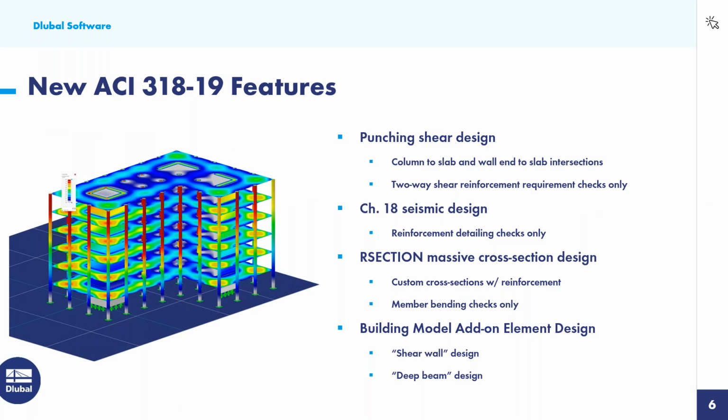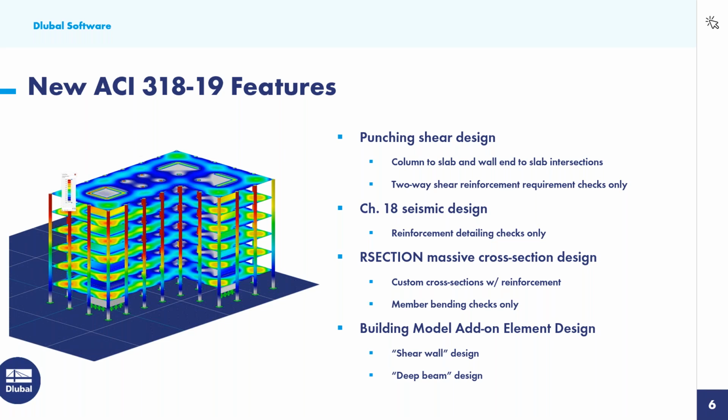Turning now to the new ACI 318 features that have been implemented since our last webinar. We now have the ability to carry out the punching shear design check. This is for column to slab and wall end to slab intersections. Now, the current design check will only flag the user if two-way shear reinforcement is required. There currently is no input option for that two-way shear reinforcement, but we do plan to add that in the near future. We also have added additional Chapter 18 seismic design checks. Currently this is reinforcement detailing checks only, but again, we'll continue to expand on this in the near future, such as strong column, weak beam.